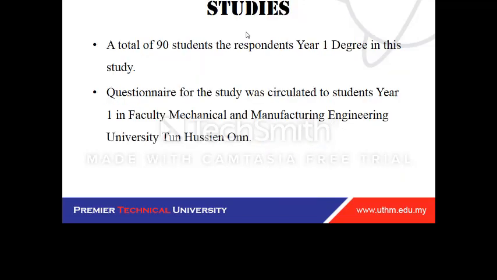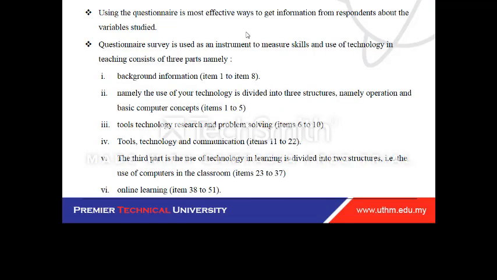For sample and population, a total of 90 year 1 students were the respondents in this study. The questionnaire was circulated to year 1 students in the Faculty of Mechanical and Manufacturing Engineering, Universiti Tun Hussein Onn. For the instrument, using a questionnaire is the most effective way to get information from the respondents about the variables studied. The questionnaire survey is used as an instrument to measure skill and use of technology in teaching.